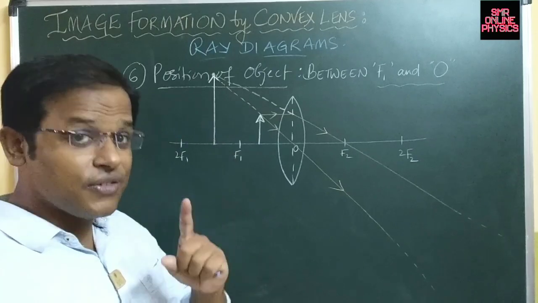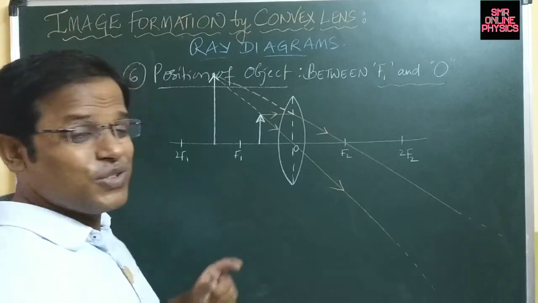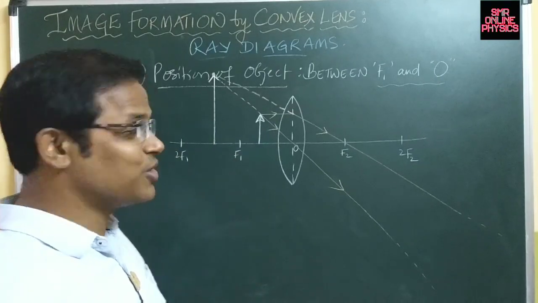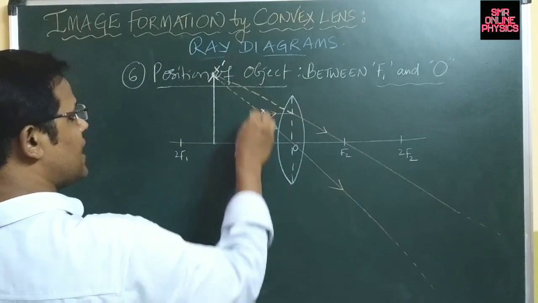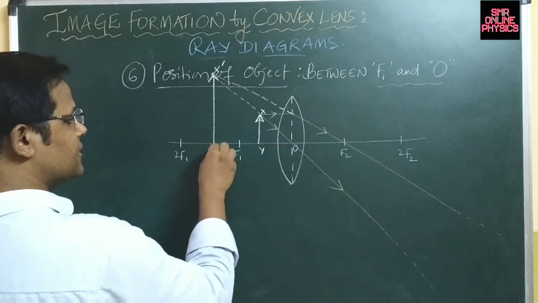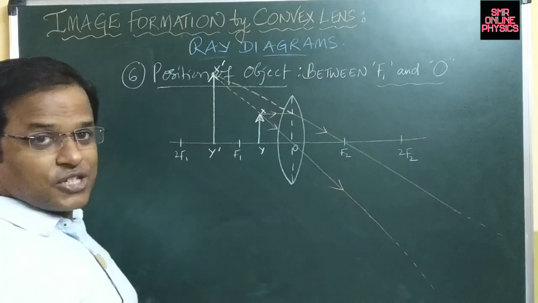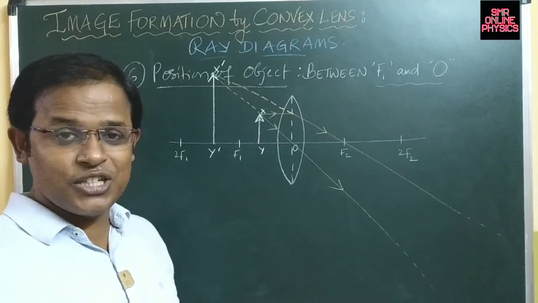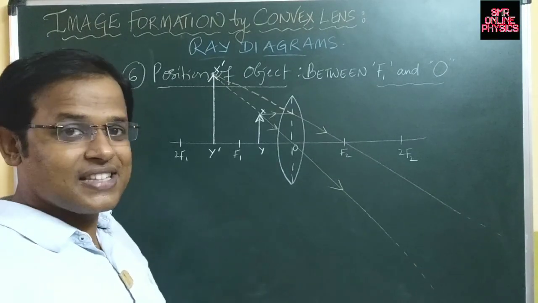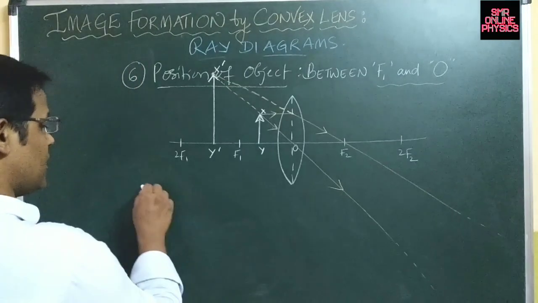So here is the head of the object, and that meeting point happens to be above the principal axis, for the first time, as we've seen for a concave mirror also, right? So if this is your x, this is the image of it, x dash. If this is y, this is the image of it, y dash. So this is what we call the magnifying action of a convex lens. Hence it is called a magnifying glass.